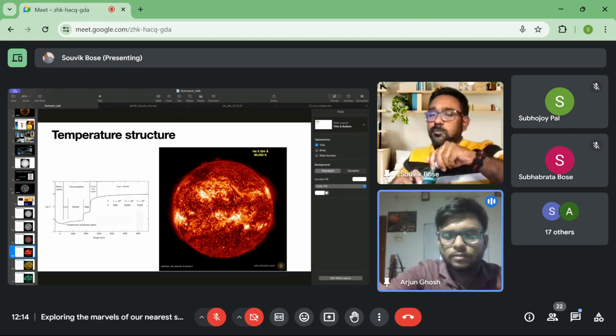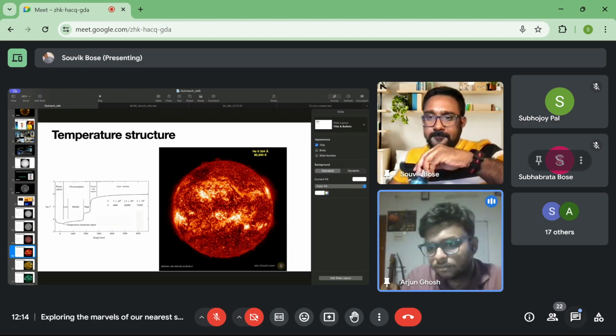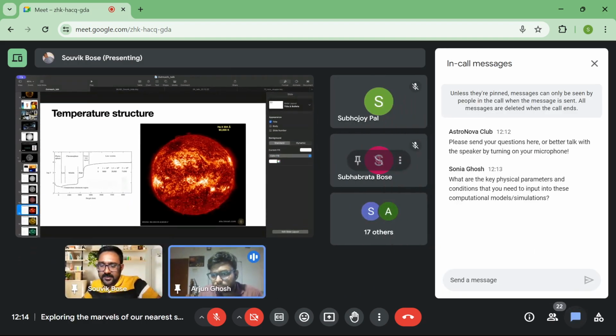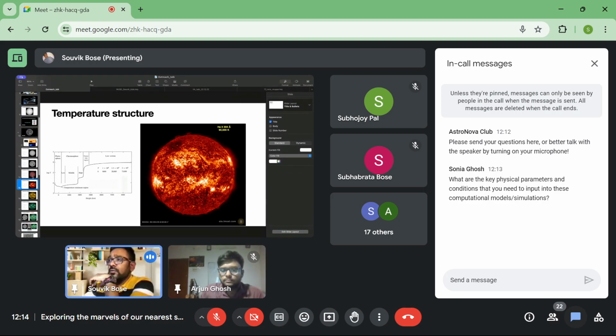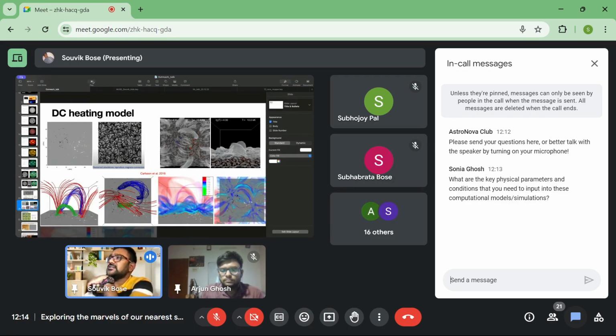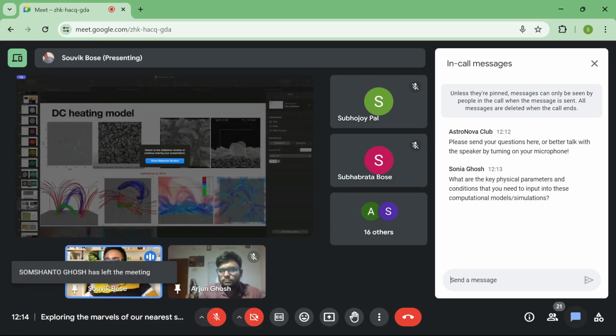Okay. So we'll go to the next question in the chat. What are the key physical parameters and conditions that you need to input into these computational models or simulations? Okay, good question. Let me try to go back. I barely touched the simulation aspect, right?